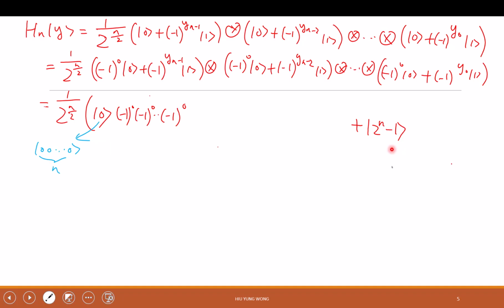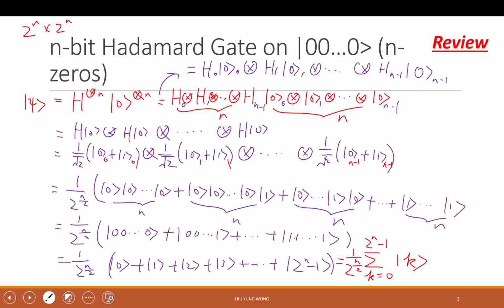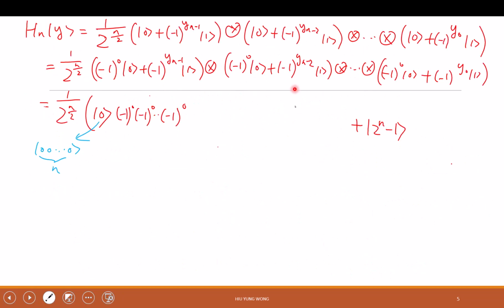What is that? It's all 1, right? It's like we start getting lost. 2 to the power n minus 1 is all 1. Right? How do you get all 1? This term times this term times this term.